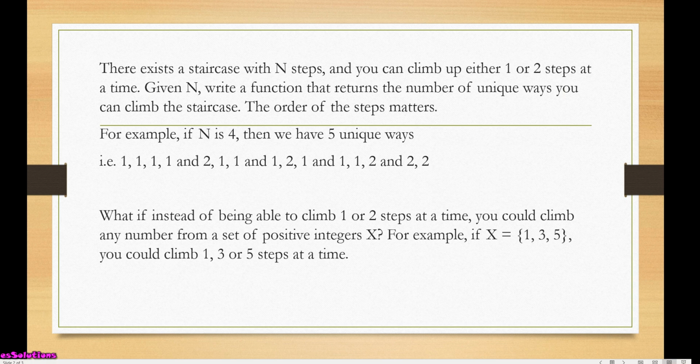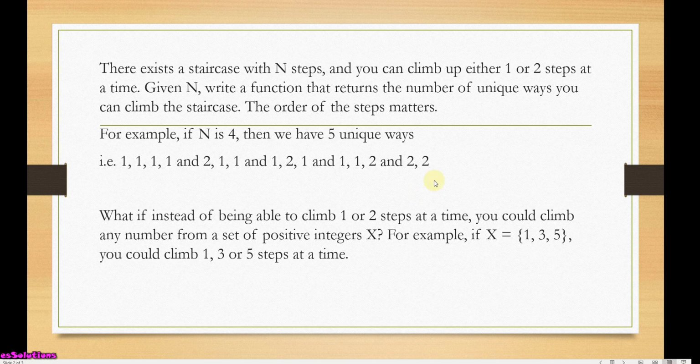So, for example, when we have a staircase of 4 steps, it's telling us that we will have 5 unique ways. That is, you can go one step, one step, one step, one step, or you could go 2 steps, then one step, one step, or you could take one step, then 2 steps, then one step, or one step, one step, and then 2 steps, or you could take 2 steps and 2 steps. So there are 5 ways we can use to get to the 4th step from the ground.